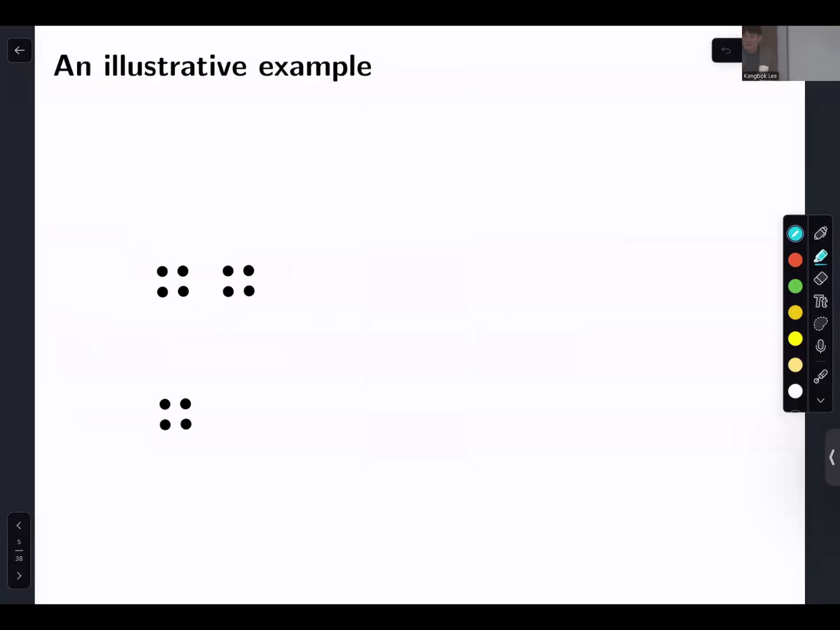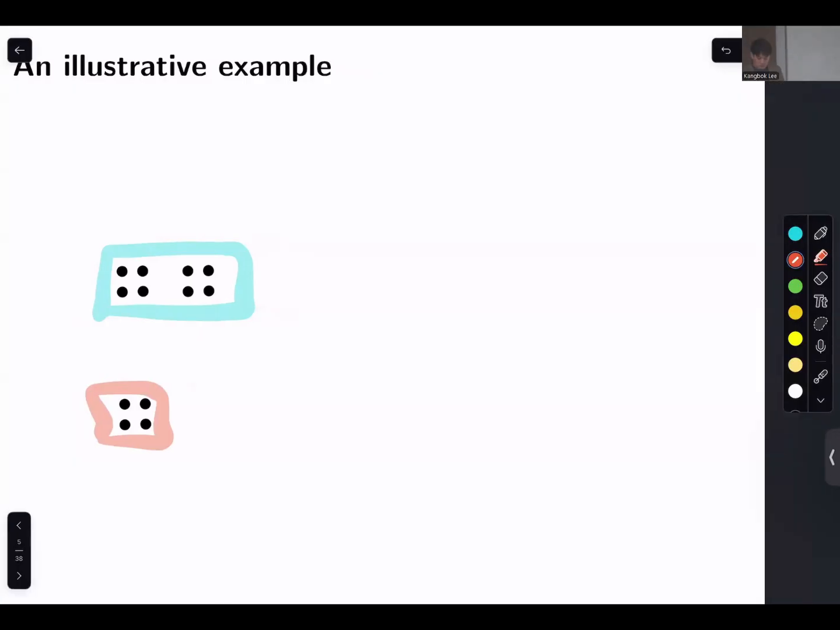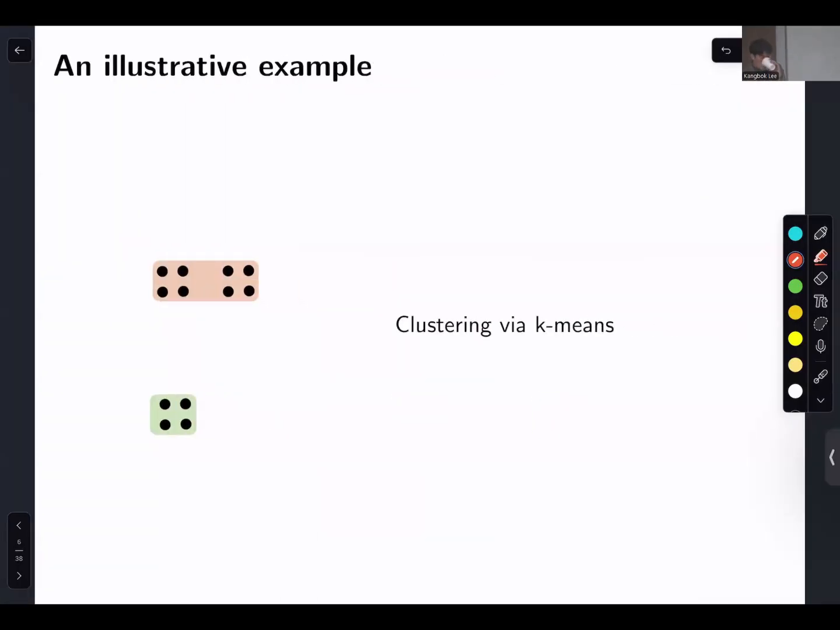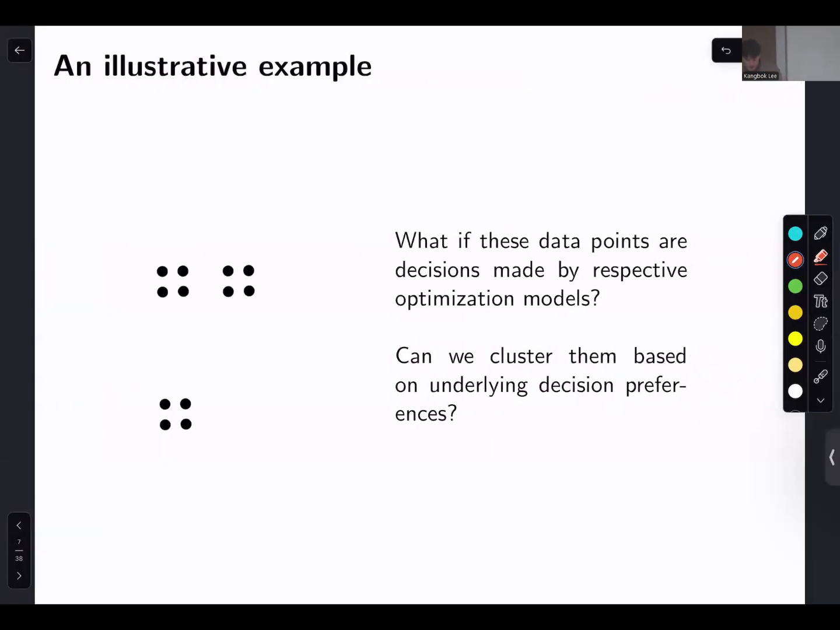Well, the answer is obvious. Let's say 2 clusters. It's going to be the first 8, this group, and it's going to be this group, right? Euclidean distance, k-means clustering. Easy. But what if these 12 data points are actually decisions made by respective individual optimization problems? And can you cluster them based on their underlying decision preferences?